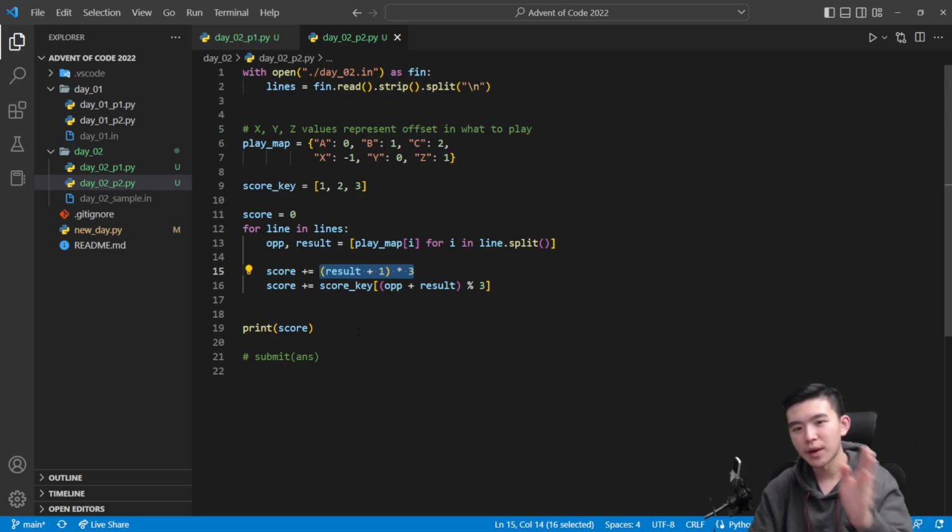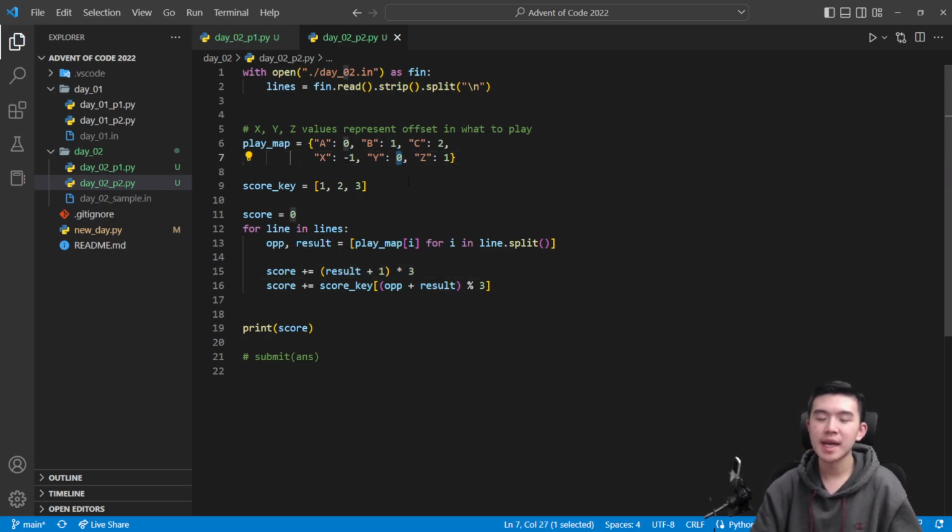That actually works out a little bit better, because what we have is our results, which is either negative 1, 0, or 1 for loss, draw, and win. And those are in a nice linear map with the number of points we get for each outcome. So a negative 1 is a loss, and that corresponds to 0. 0 is a draw, which corresponds to 3. And 1 is a win, which is 6. So all we have to do is add 1 to the results and then multiply by 3 to get the score we get for the outcome.